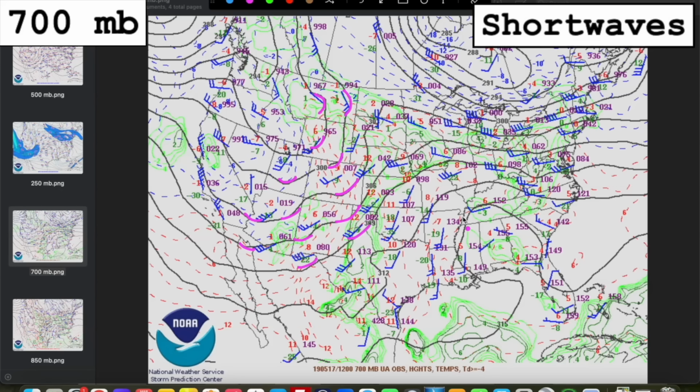These are shortwaves, and shortwaves are important because they can provide little extra areas of oomph, if you will, little extra areas of energy out ahead of them that can help focus severe storm development in a given environment. So again, these shortwaves rotate through the main trough. The winds are kind of going like that through the main trough, and these shortwaves follow this direction and rotate through.